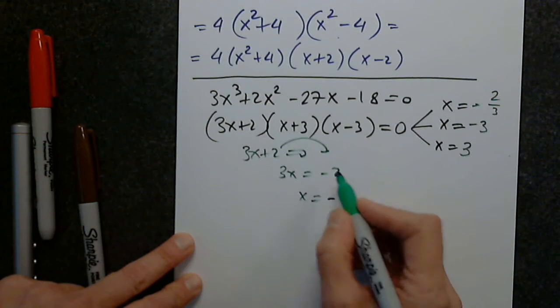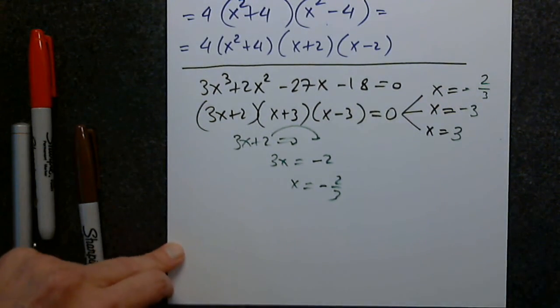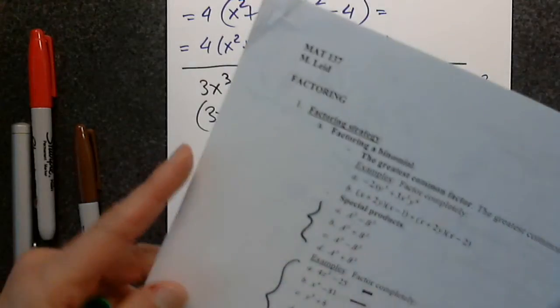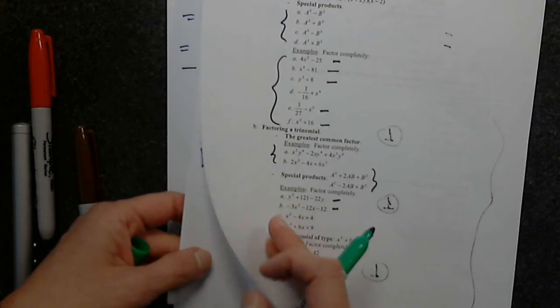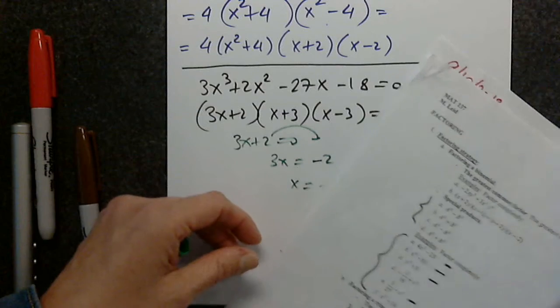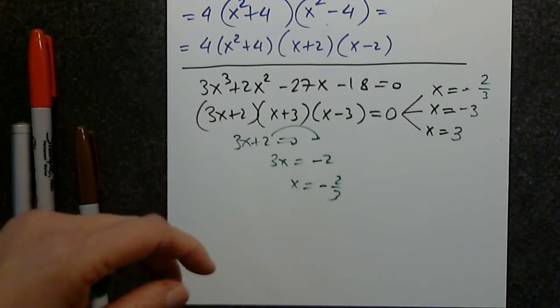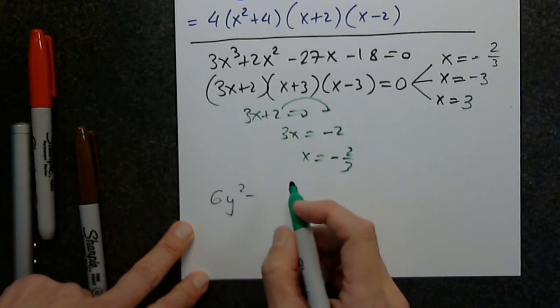Any questions? Okay. One last time. Are we okay with the document? Yes, please. Is it from here? Okay, that's fine. 6y squared minus y.